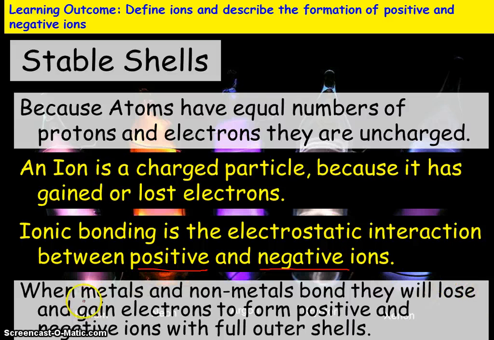Now, ionic bonding always happens between a metal and a non-metal. If I've got just metals, then I'll get metallic bonding, which we'll talk about later, and if I've got just non-metals, or 2 non-metals, I'll get covalent bonding.